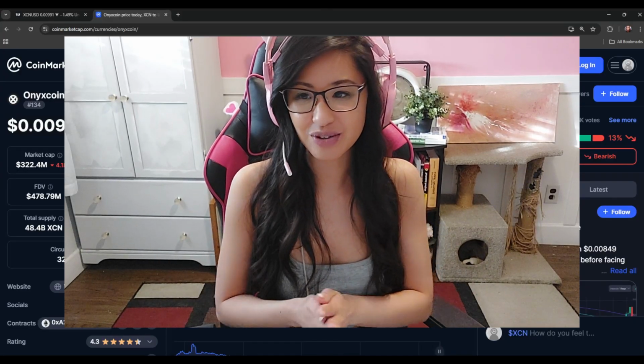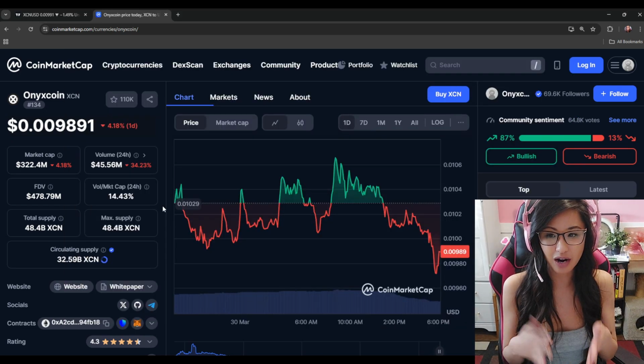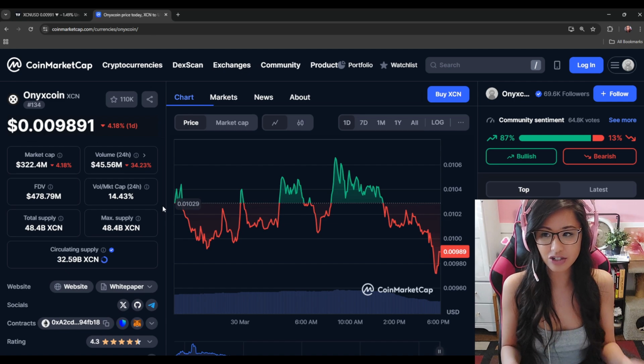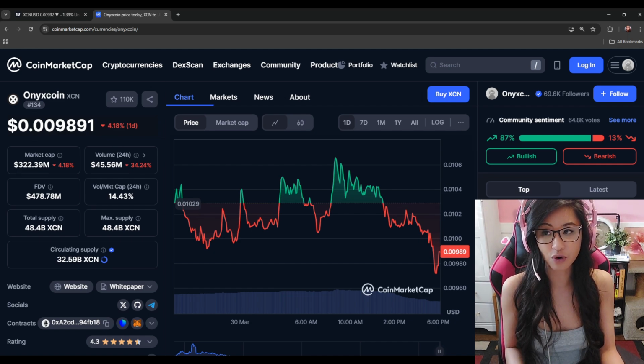We're going to go over Onyxcoin right now. We've seen a massive dump here and possibly coming back into our downwards triangle, but essentially the price right now for Onyxcoin is trading at 0.009891. In the last 24 hours, we're down 4% in terms of the price, and the volume here took a major hit of 34% down.